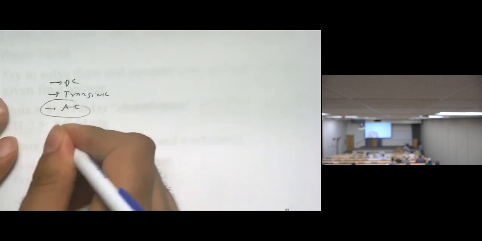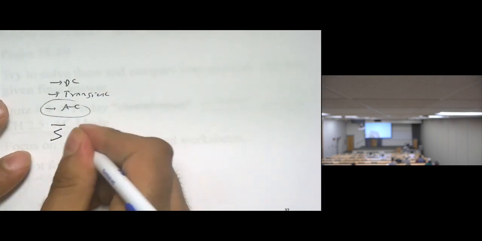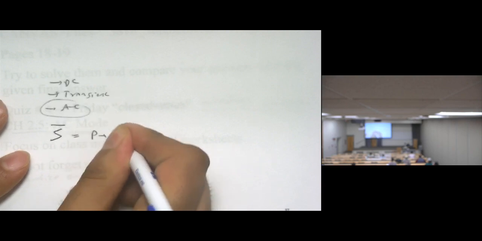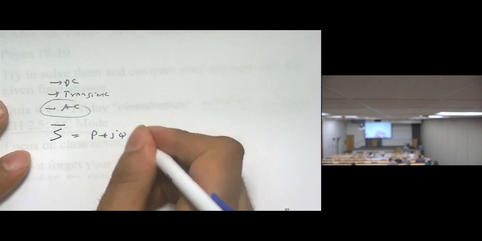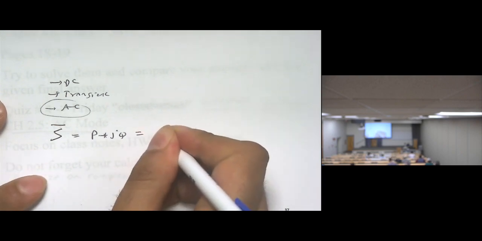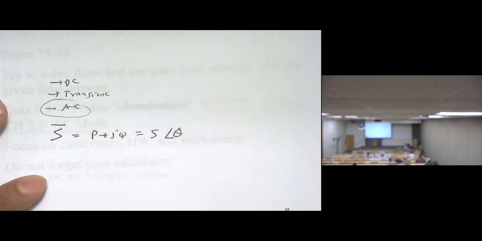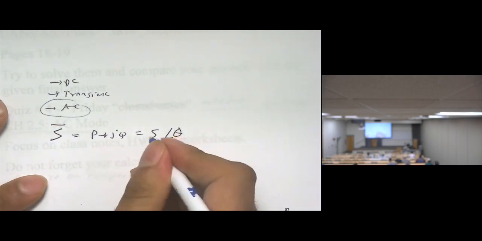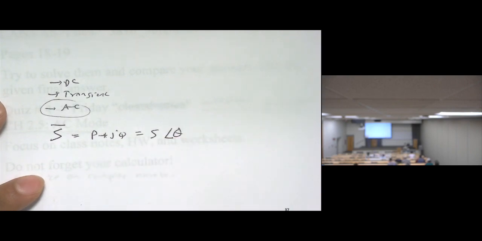So we talked about the complex power, which is denoted by S bar, equal to P plus jQ. This is in rectangular format, such that P is the real power and Q is the reactive power. It can also be written in polar format, which is S angle theta, such that S is called apparent power and theta is the power factor angle.